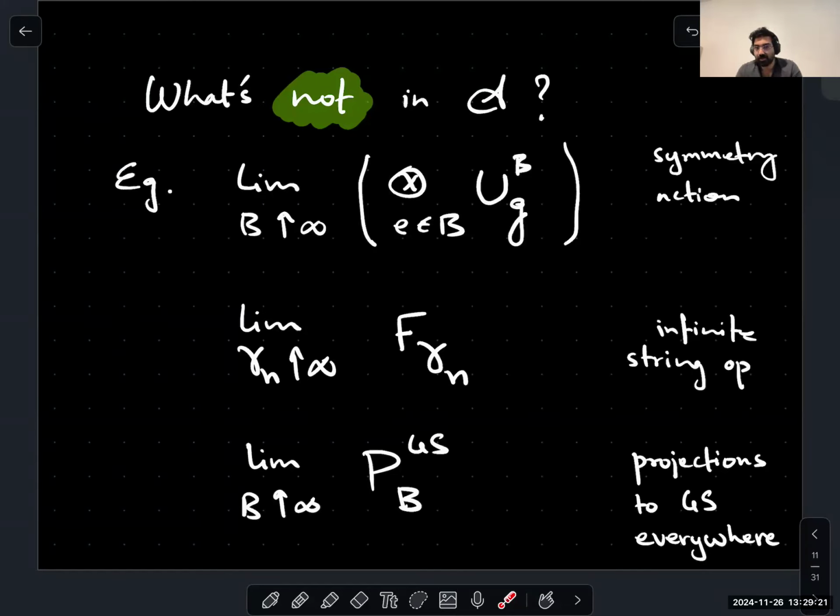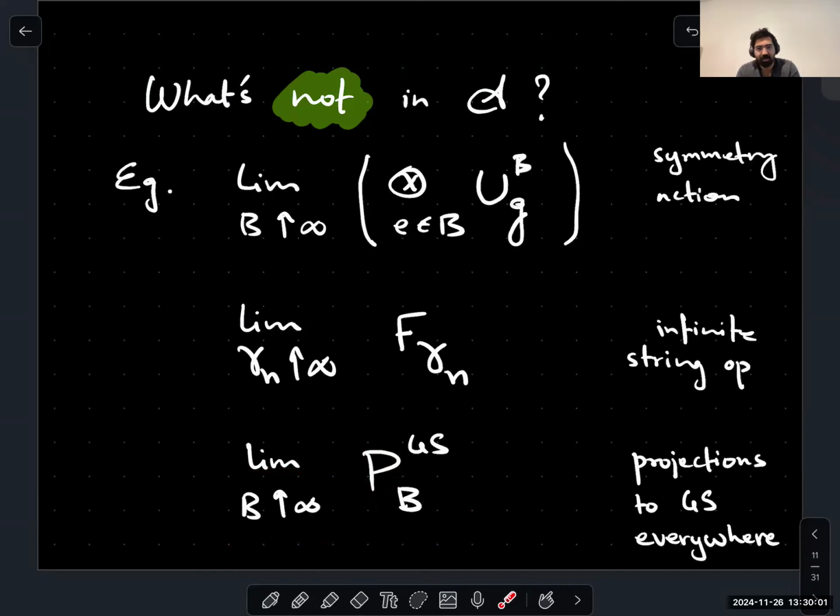Alrighty, so what objects are not in A? If you take the limit of some finite ball going to infinity, then your symmetry action is actually not going to be in your algebra of observables. Neither is your string operator if you go to infinity. And let's say you have some operator that projects to the ground state space on some finite ball B. If you take this ball B to infinity, then immediately the projection is not going to be in A.